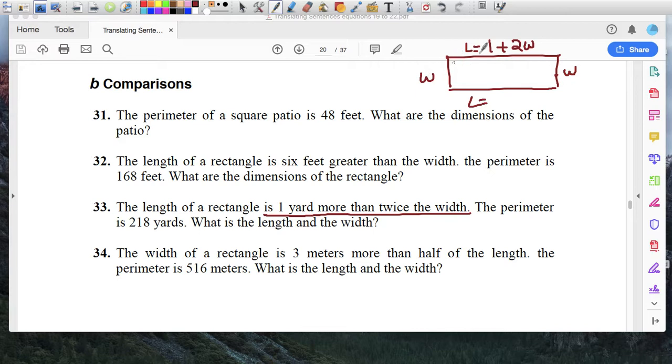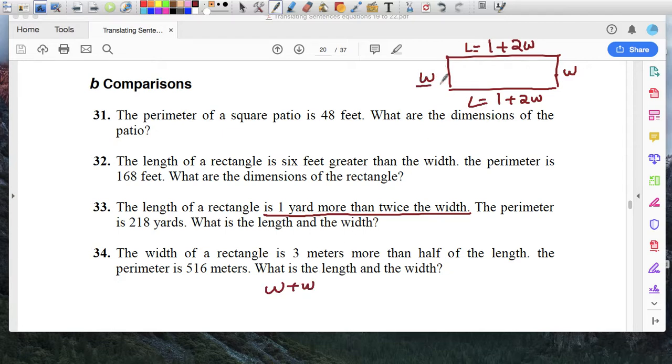Well, now I have all my sides represented. I can write an equation, and again, I'm just going to write this the long way. So I have 2 widths, right? Width plus width, or 2W. I have this side and this side. I'm going to add the other side on the top, which is 1 plus 2W. And the side at the bottom, which is 1 plus 2W. So this is a really long way of writing it. And that should give me 218 yards.